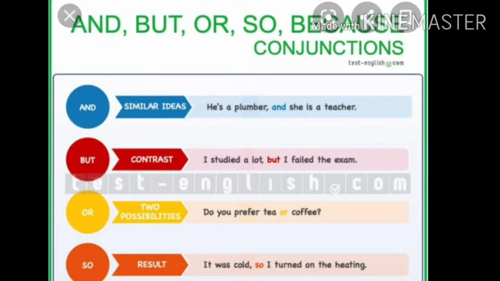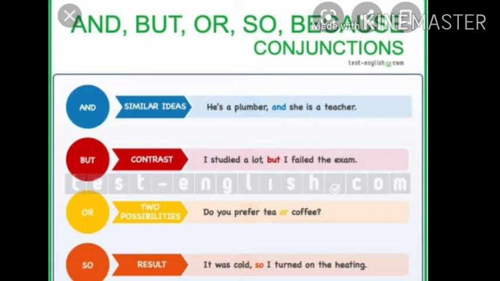Next on the list is or. Or gives two possibilities. For example, do you prefer tea or coffee? Do you like walking or jogging? Do you like chocolate or cake? So when you give two options, two possibilities, the conjunction we use would be or.